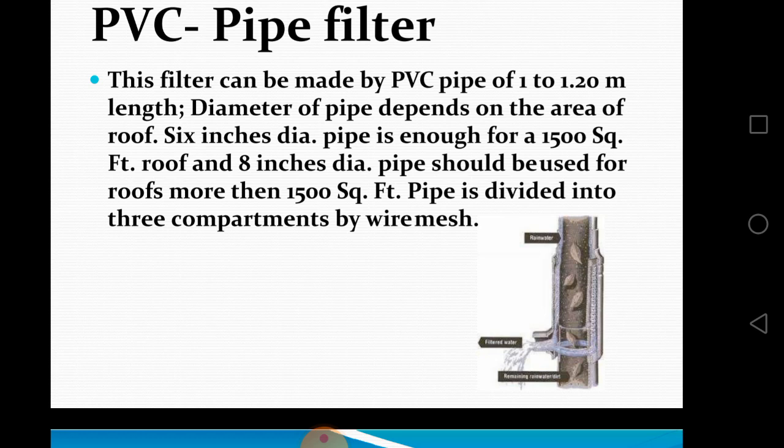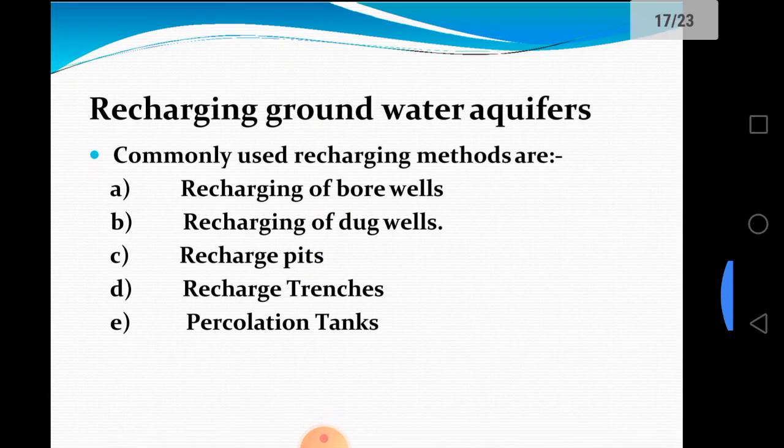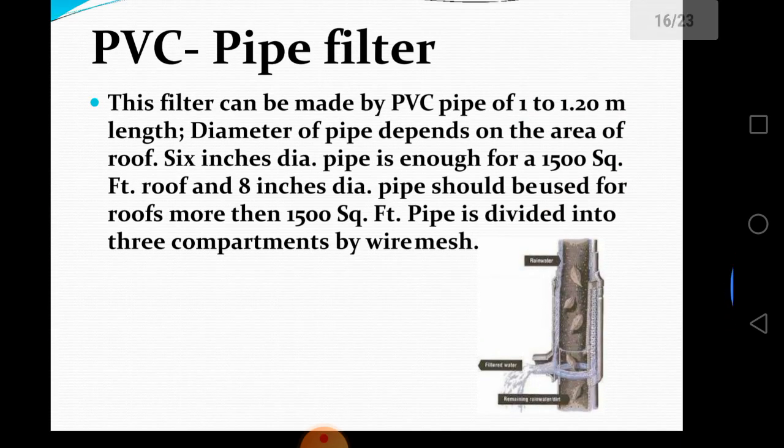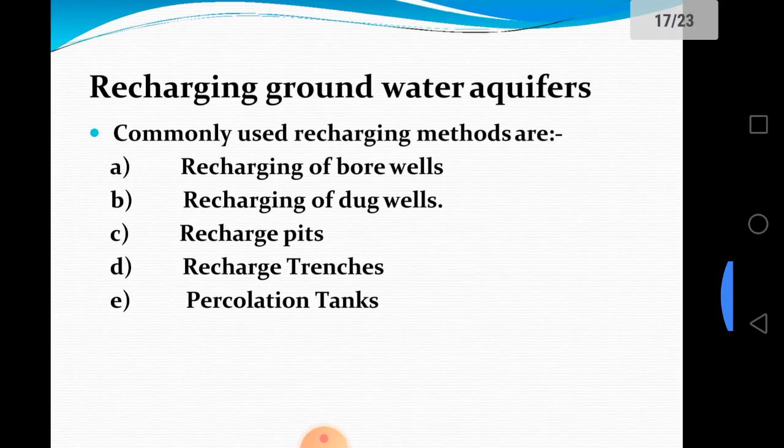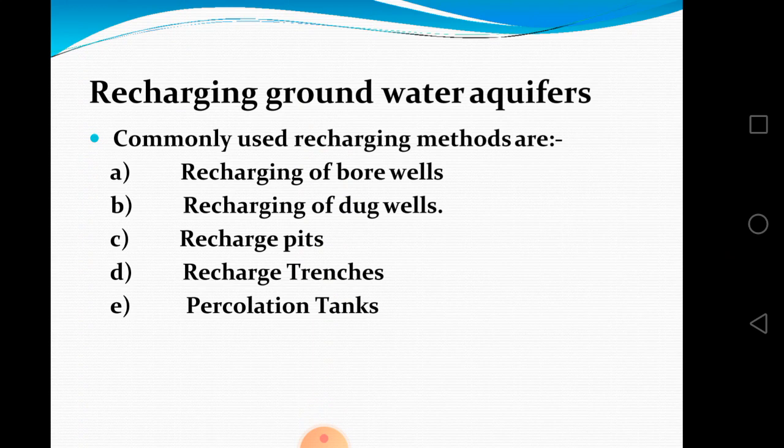The pipe is divided into 3 compartments by wire mesh. We keep the wire mesh, and all the silt will be stopped there at the wire mesh only. We will get the purified water at the end of that PVC filter. So this is one of the methods.